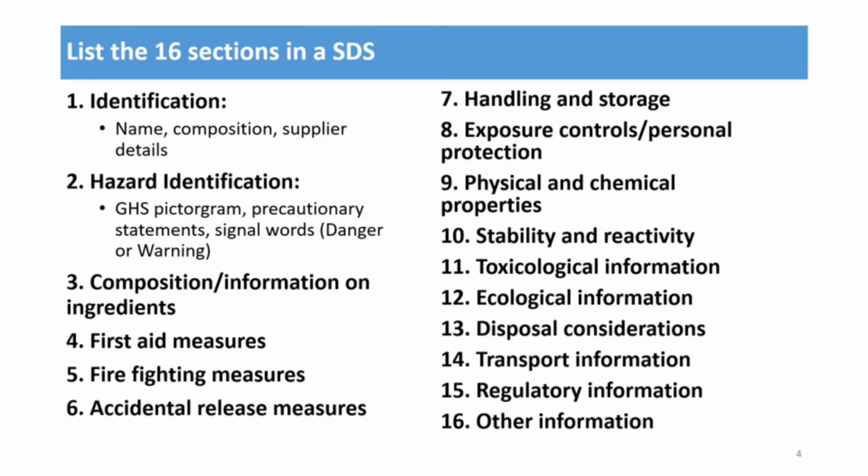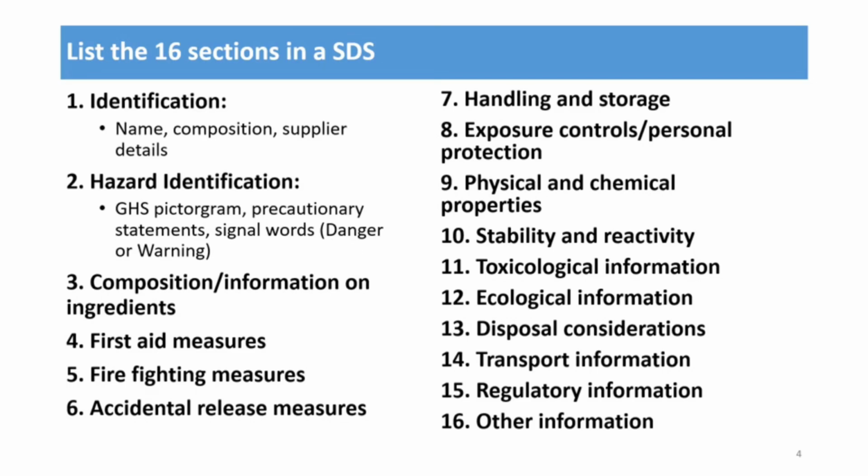Section 8 on exposure controls and personal protection provides information on the exposure limits and extent of protection required when handling the chemical. For example, all lab users dealing with sulfuric acid has to put on safety goggles and protective gloves.